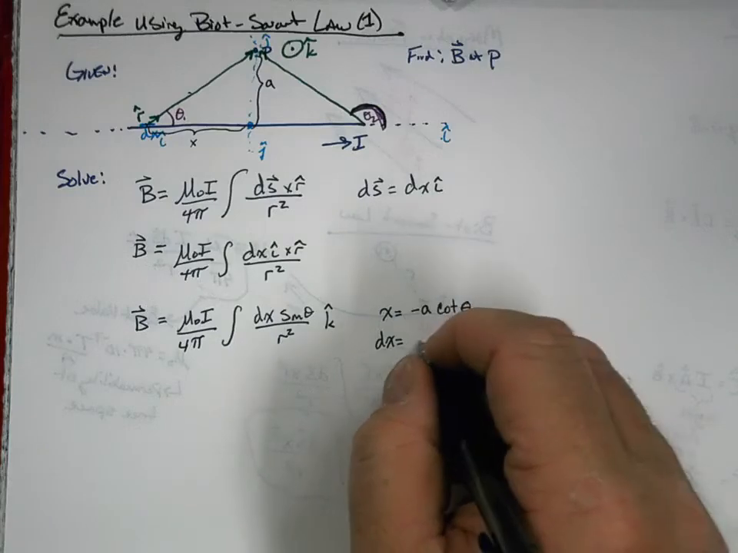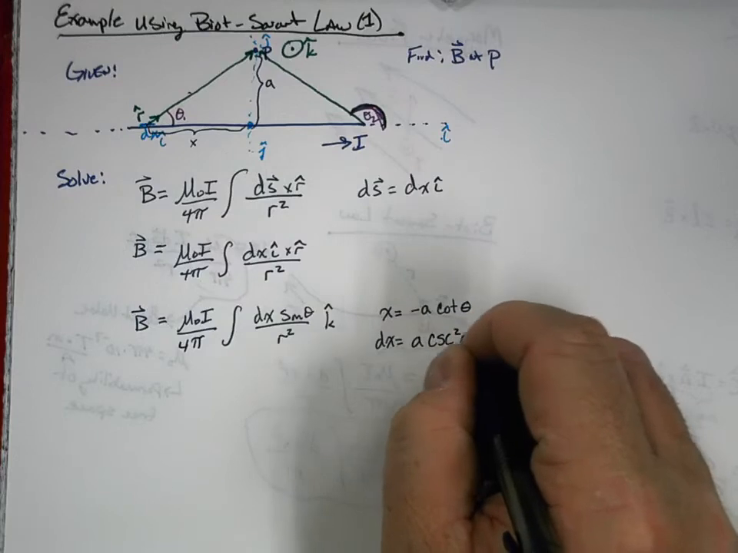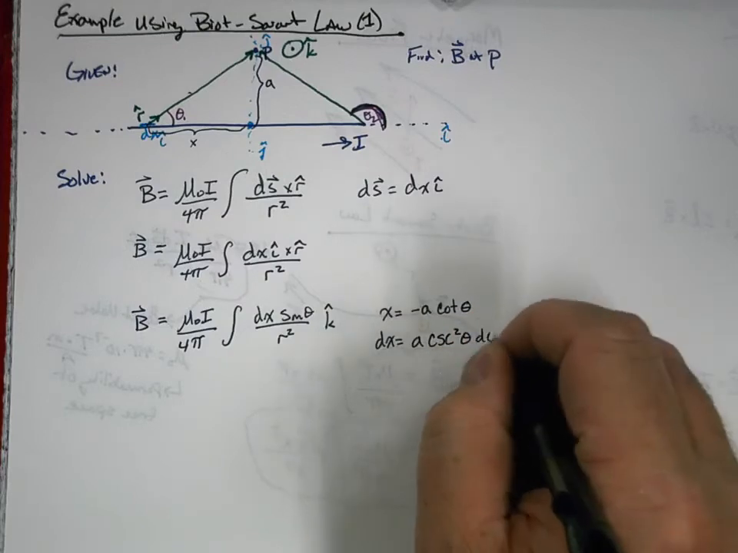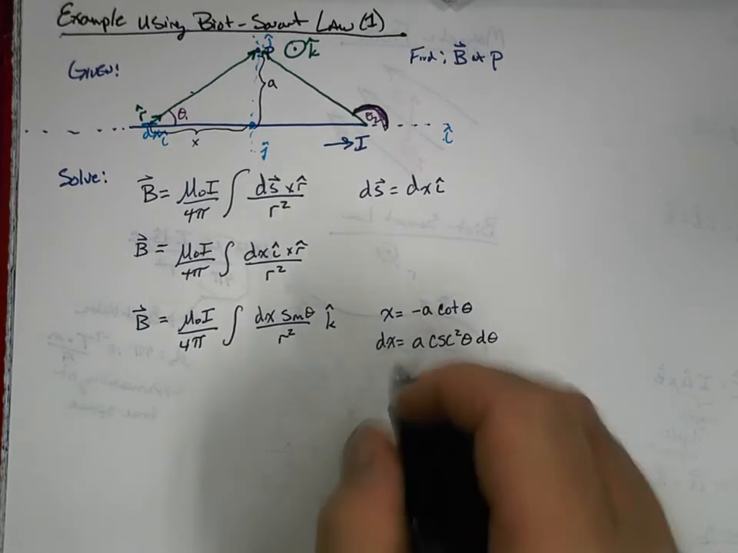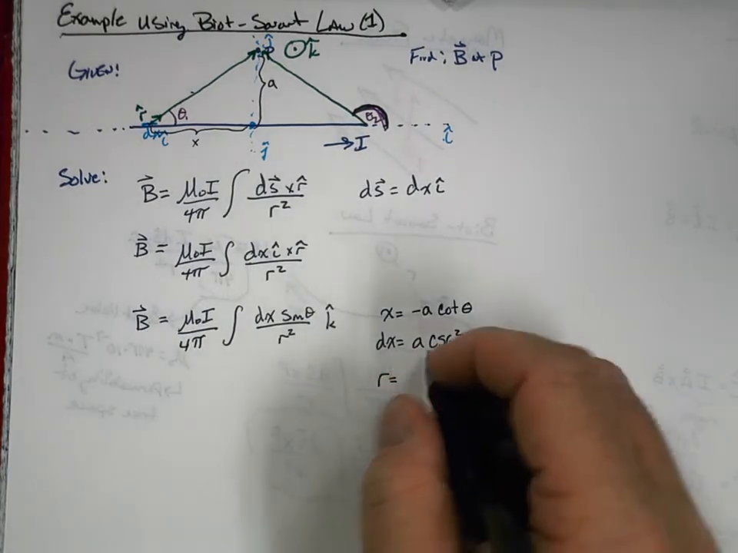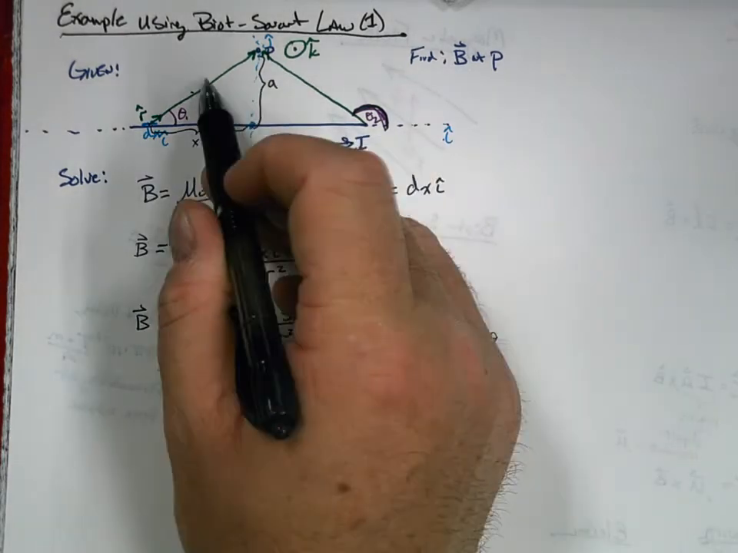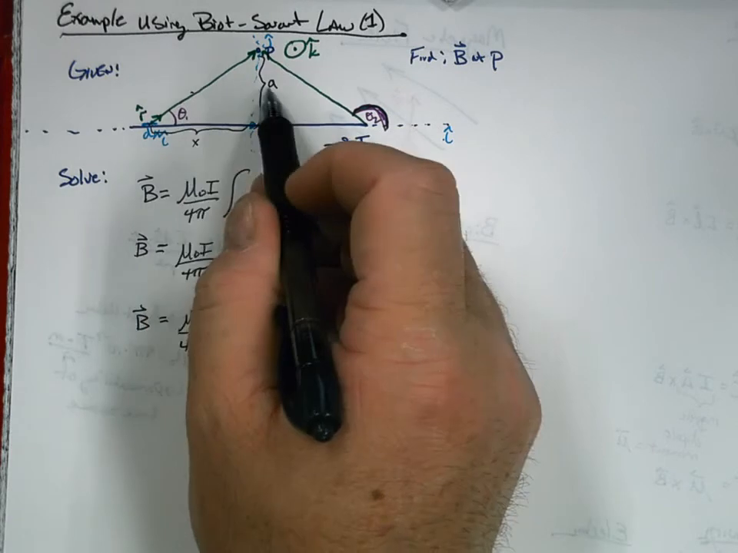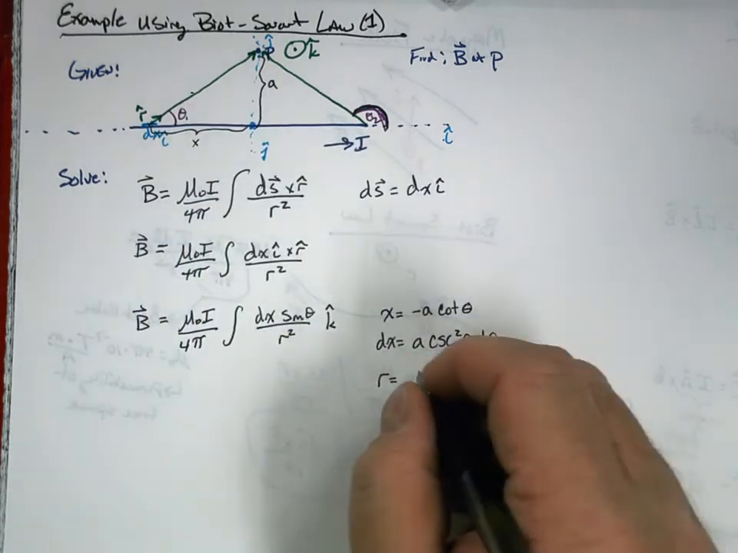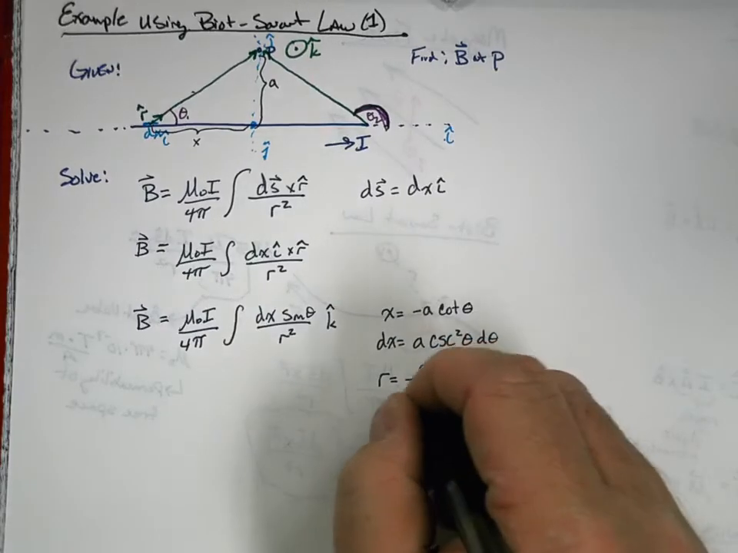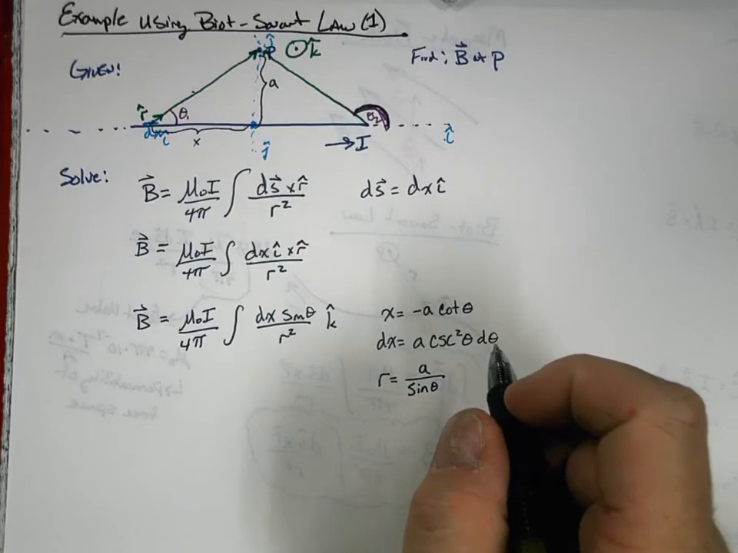Okay, that dx is going to be a cosecant squared theta d theta. But we're not done. We also have to find what r is. Sine theta equals a over r. I want to get r by itself, so I'm going to switch. So r equals a over sine theta.